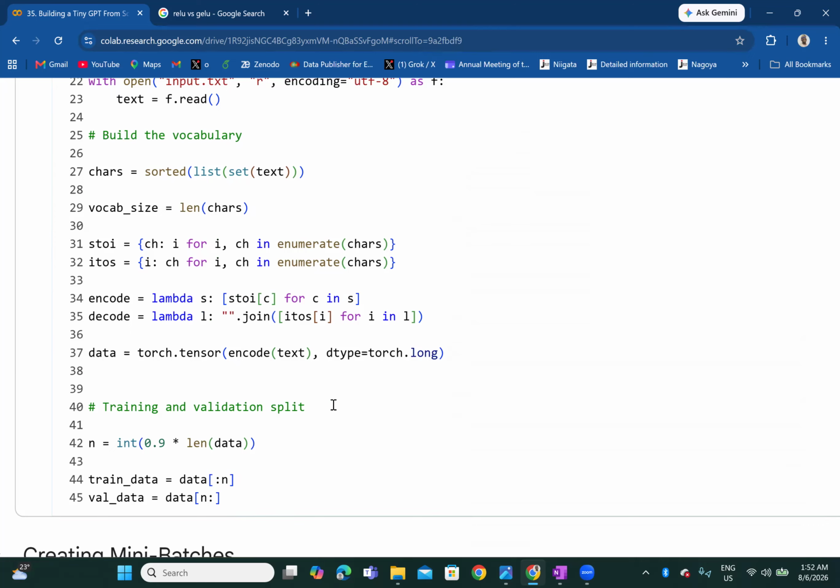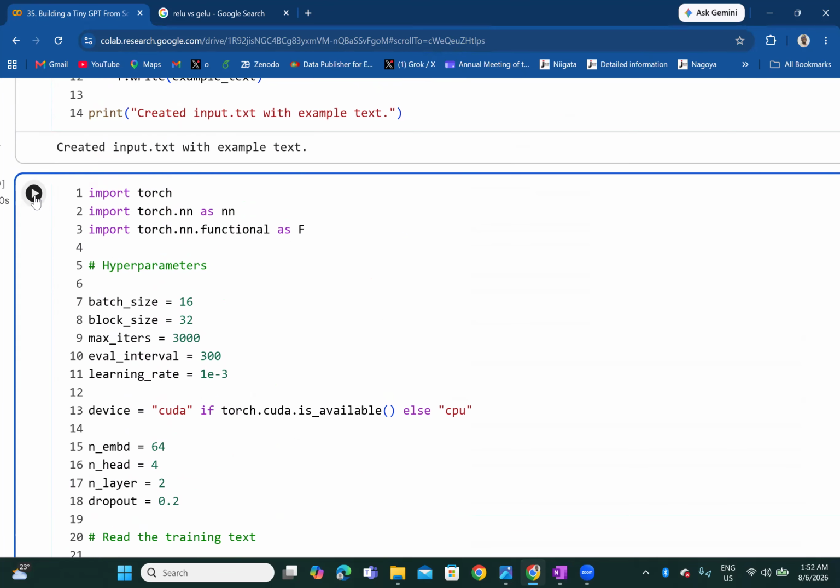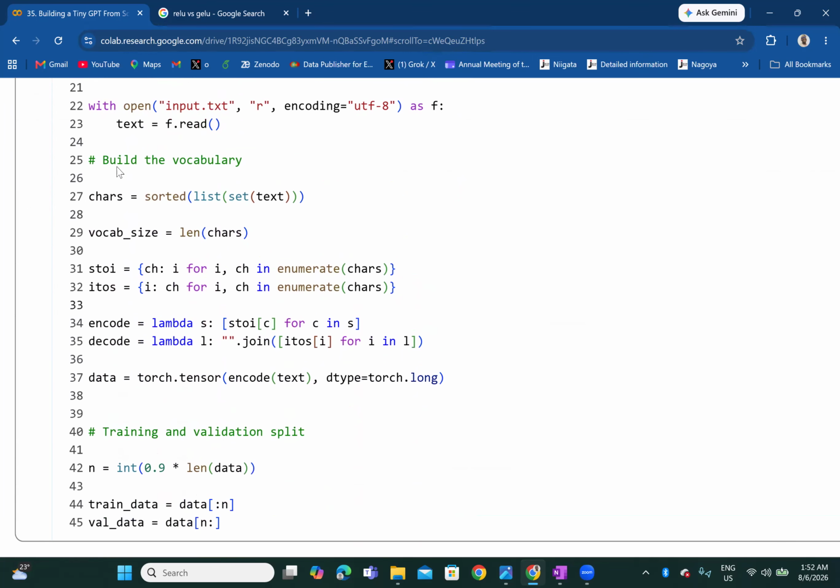Then you do the training and validation split, which is the standard machine learning process. Don't forget to run this so that it can be committed properly. If you need more explanation on this whole code, you may want to take time to look at it line by line. So n is the integer of 0.9 times the length of data. The training data is everything from the beginning up to 0.9 of the length of the data, and the validation data is the rest, from n up to the last.